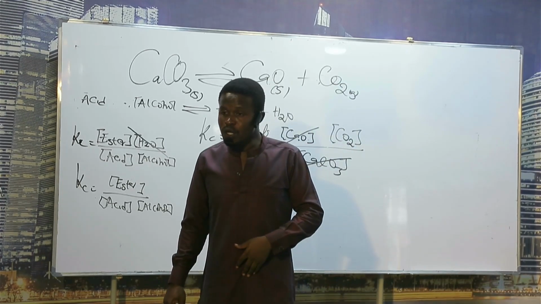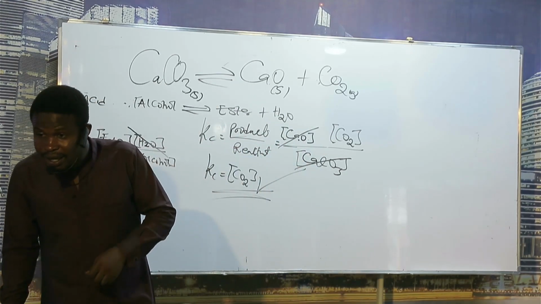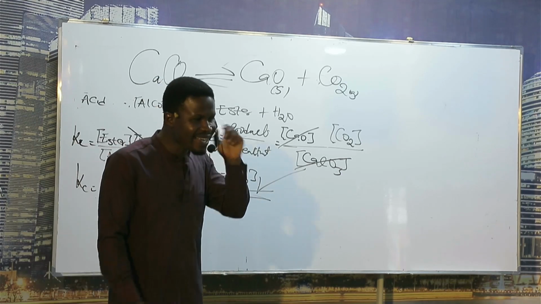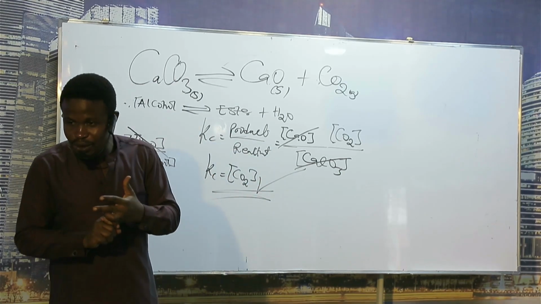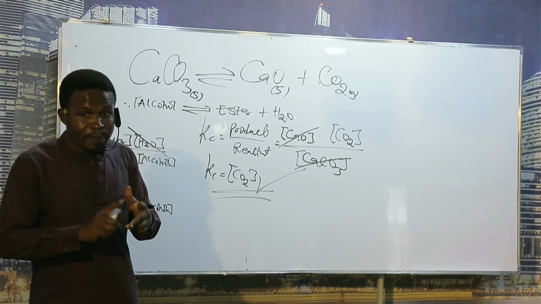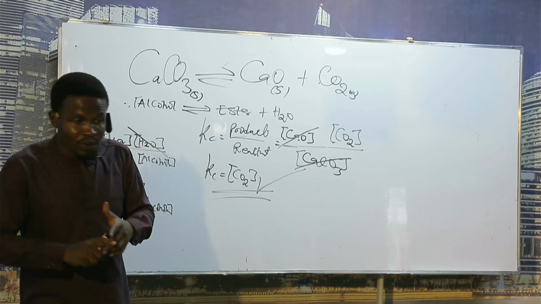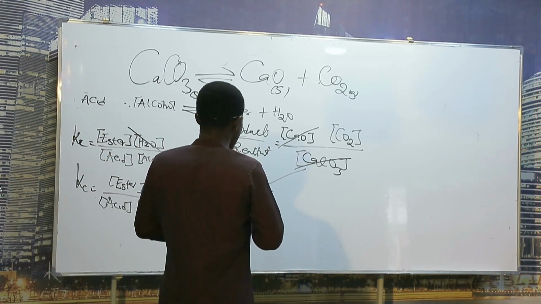Each value depends on what? On the concentration at equilibrium. Remember, the Kc value does not depend on initial concentration. It does not depend on what? But it depends on what? The concentration at equilibrium.